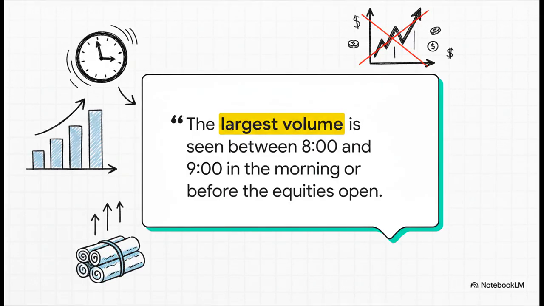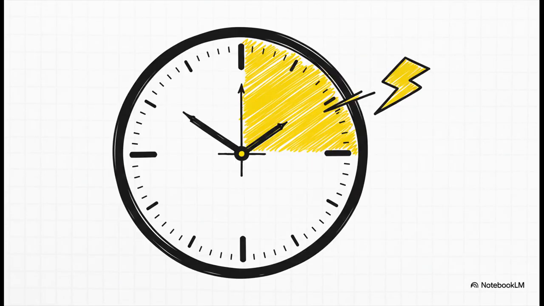And don't just take my word for it. Here's a direct quote from ICT that really hammers this point home. "The largest volume is seen between 8 and 9 in the morning, or generally before the equities open." What does that tell you? It means the very start of the session, even before the stock market rings its bell, is absolutely critical for bonds. In fact, ICT even shares his personal kill zone for trading bonds and other stuff, and that's from 8:20 a.m.